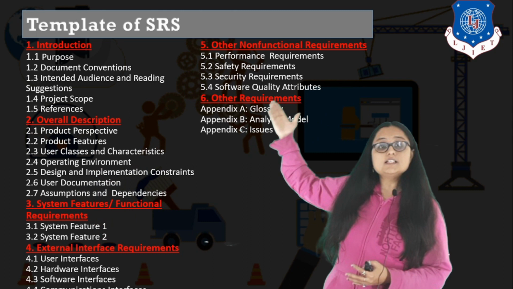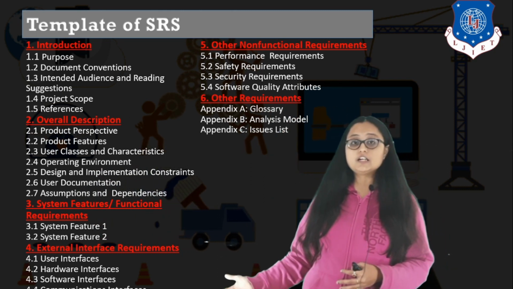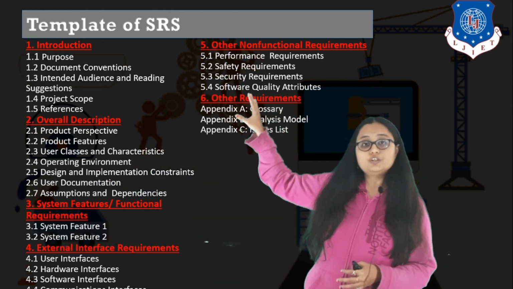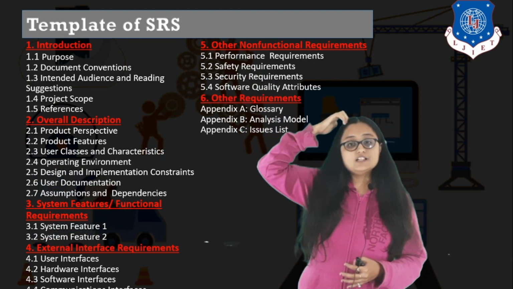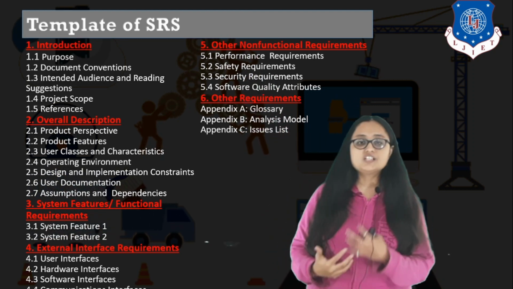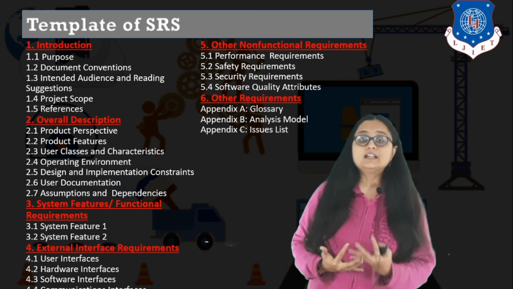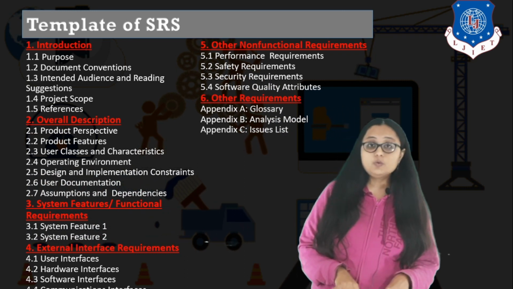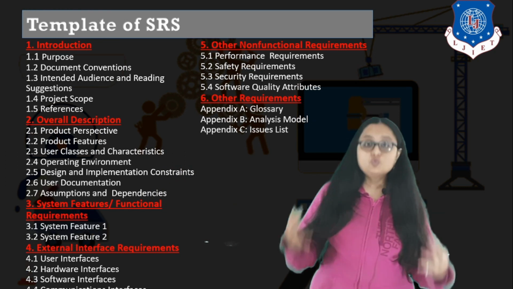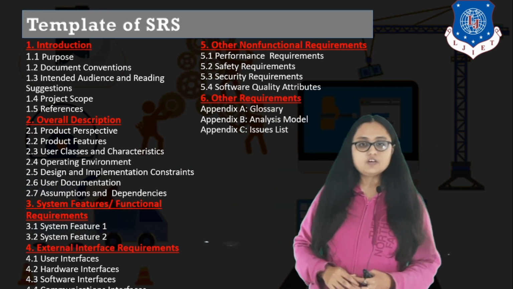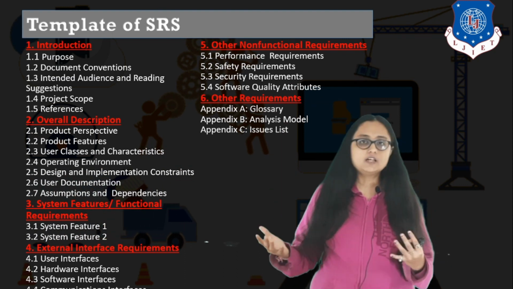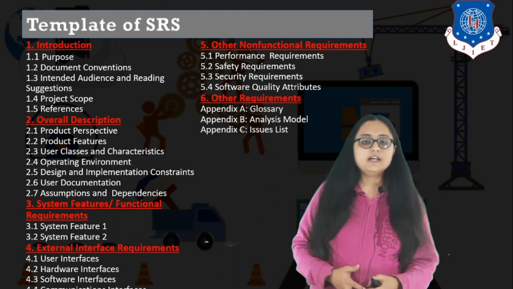We have talked about the functional requirements up till now. Now in the 5th section we are going to talk about non-functional requirements. That is, what are the performance, safety, security and other quality attributes associated with our product, and what are we going to do about them, right? That is what is included in non-functional requirements. And last is other requirements, which you can specify in the appendix, right?